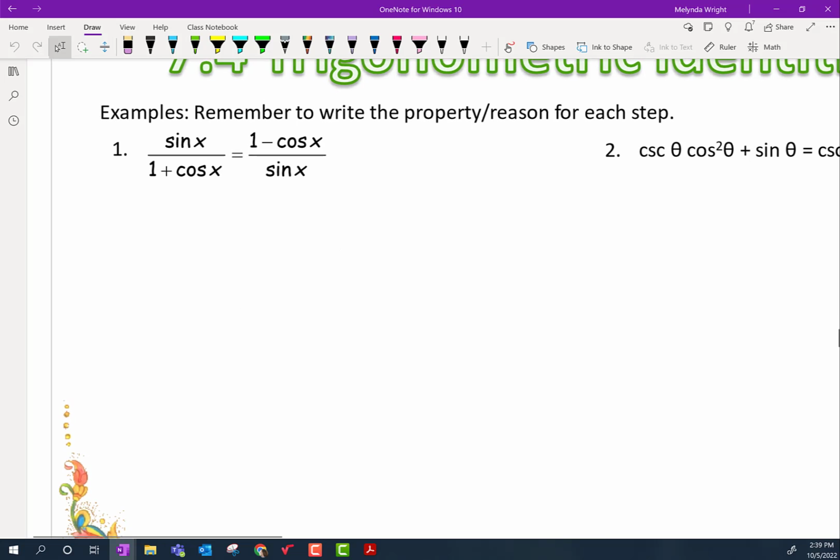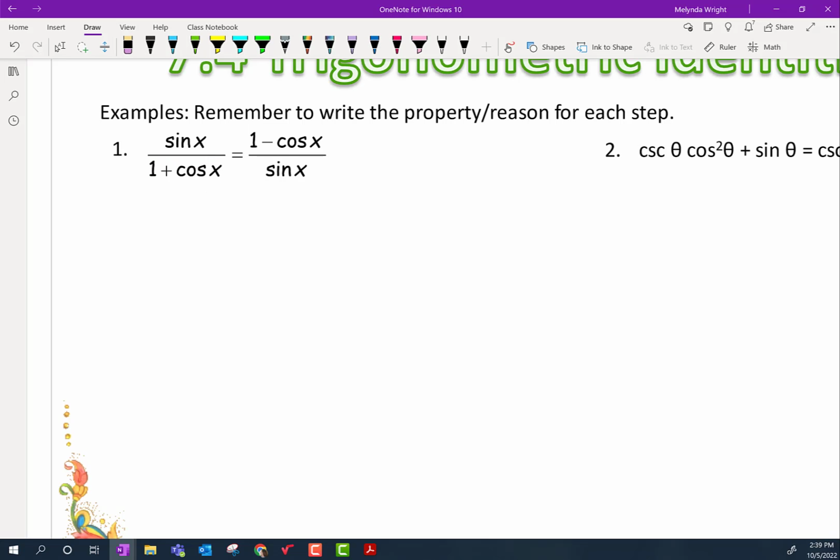As I look at both of these sides, there really doesn't seem to be a clear answer on which one I want to start on. They both are fractions, they both have a binomial and a monomial. So I decided to work on the left side, and the reason really is just I wanted to take this 1 plus cosine and multiply this whole side by 1 minus cosine over 1 minus cosine, so I could get rid of the plus in the bottom.